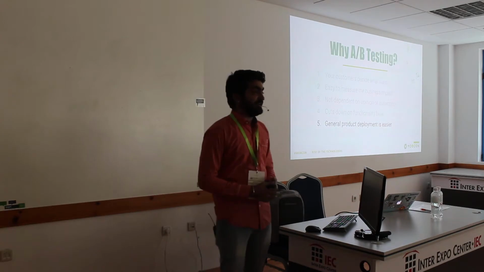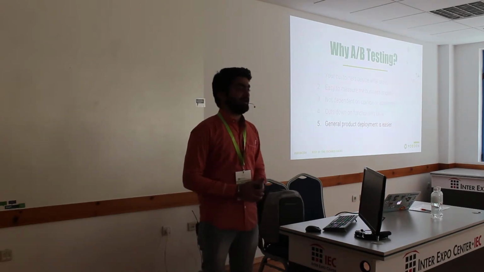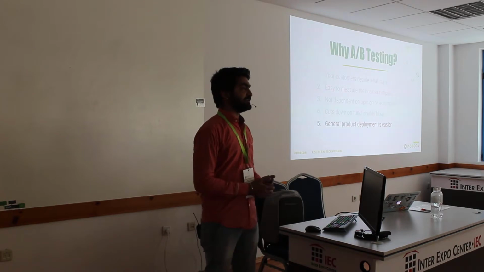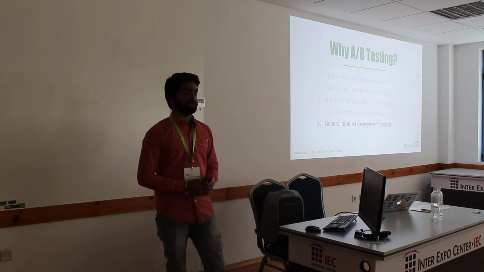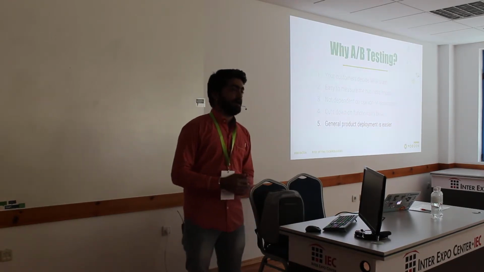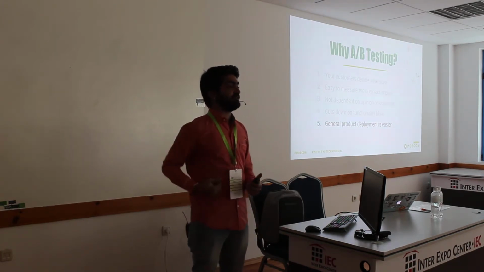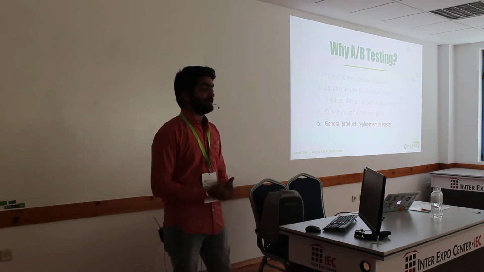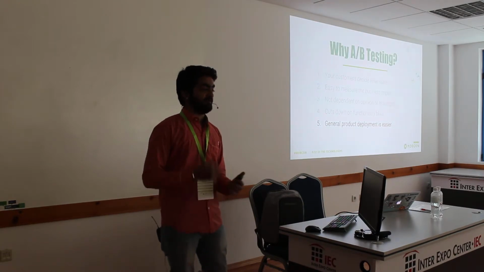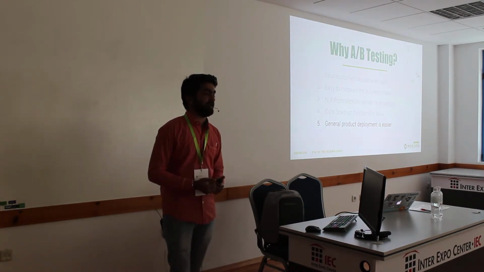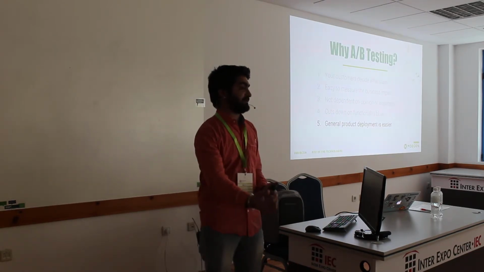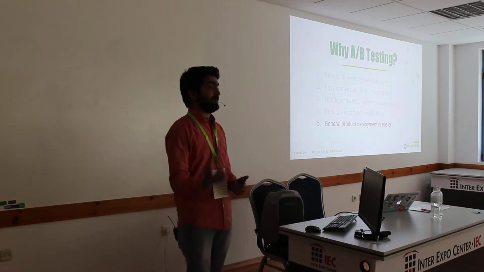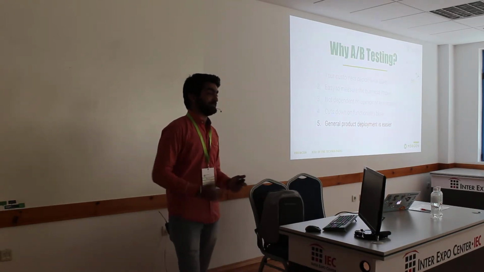And next is general product deployment is really easy, because when you roll out a new feature, there may be some bugs, right? There may be some errors, there may be some warnings which are holding you back. So you don't really need to care about something going wrong, because once you start an A/B test, you can always switch it off if there is something wrong. So it provides you flexibility of rolling your features out and testing, and if it doesn't go well, doesn't look good, or gives some error, you can always switch it back. So it makes this process really easy.